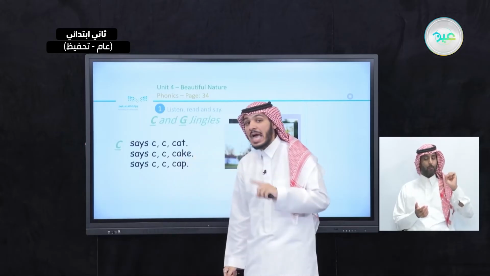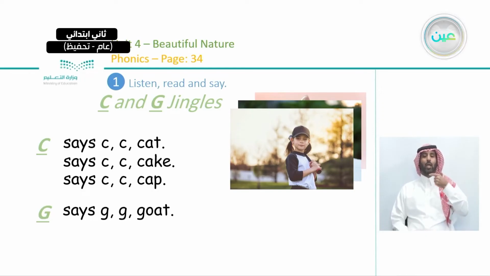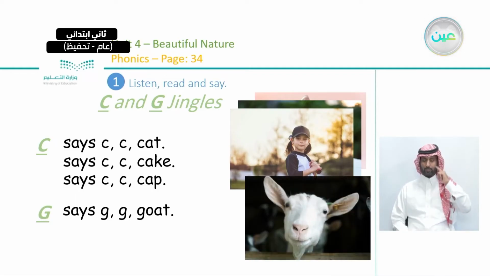Okay, we have C and what? And G. Excellent. So G says goat. What is goat? Yes, this is a goat. So G says goat. So we have the letter G, but we pronounce it as ga.